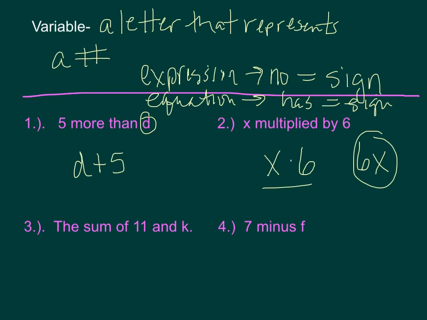Okay. All right, the sum of 11 and k. All right, sum. Here's our key word here. Sum means to add. So I want to add 11 and k. So 11 plus k. All right. Next one, number 4, 7 minus f. Minus is to subtract, so 7 minus f. Okay. All right, make sure you number those and get those down, and we'll go to the next one.